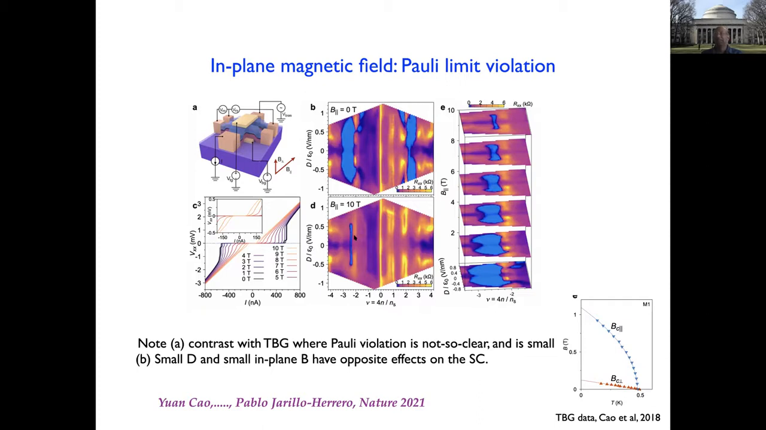And this behavior is in striking contrast with what is well known in twisted bilayer graphene. This is early data from Pablo's first paper, where you see that in twisted bilayer graphene, but in twisted trilayer graphene, there is a clear violation of the Pauli limit in the extent to which superconductivity survives to an in-plane field.